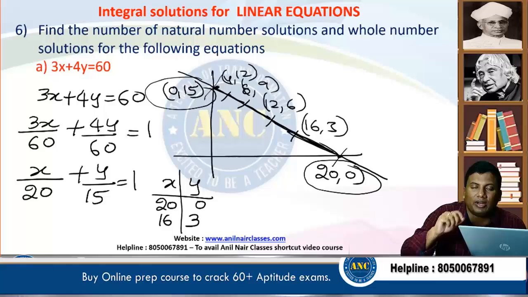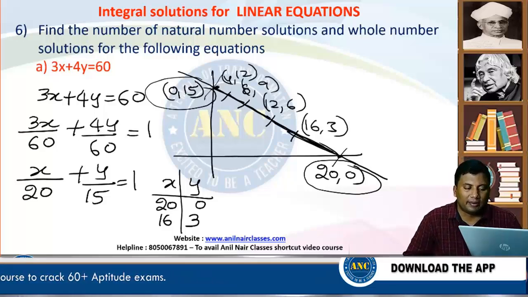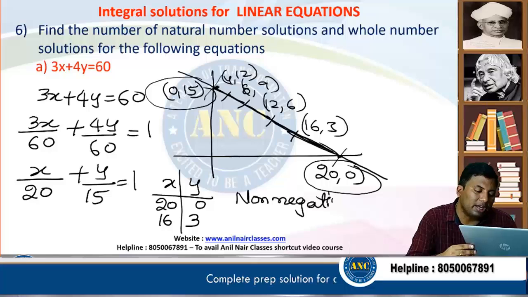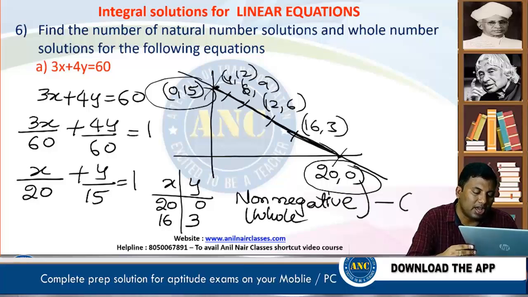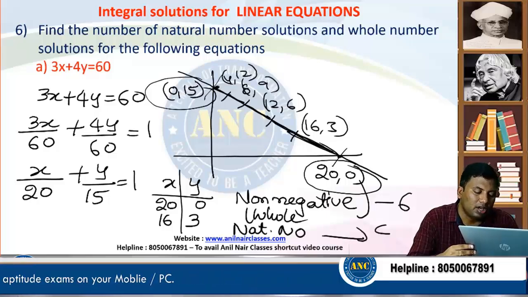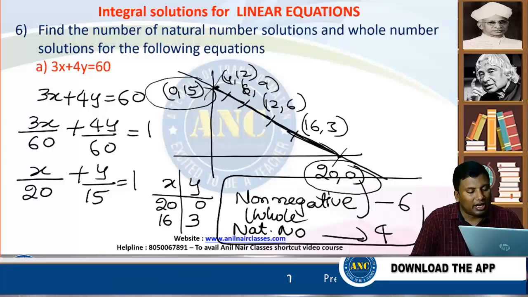Why the difference between non-negative and natural is 2. I hope it is clear. So non-negative is nothing but the whole number solutions. It is nothing but 6, and the natural number solution is nothing but 4. Non-negative it is 6 and natural number it is 4. I hope the idea is clear.